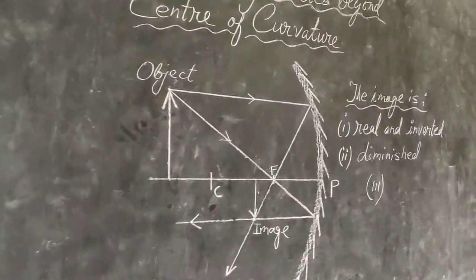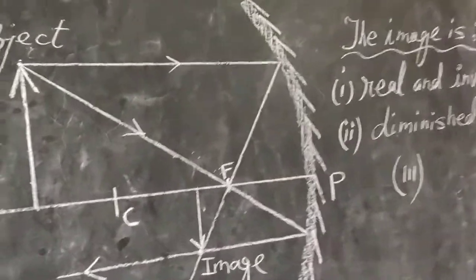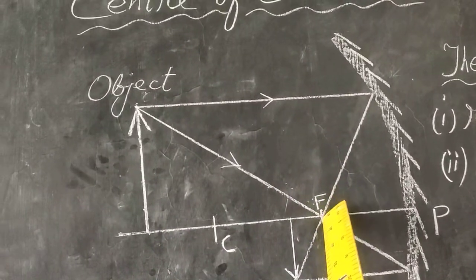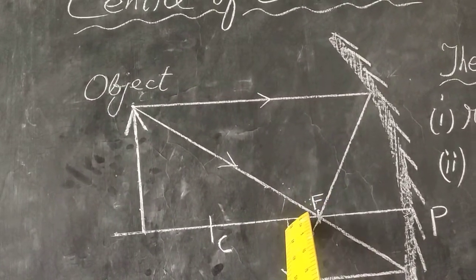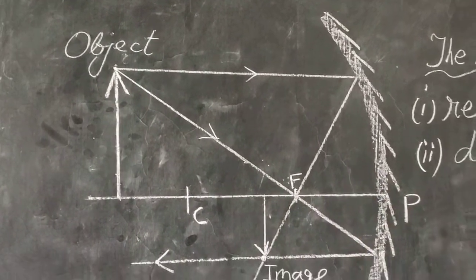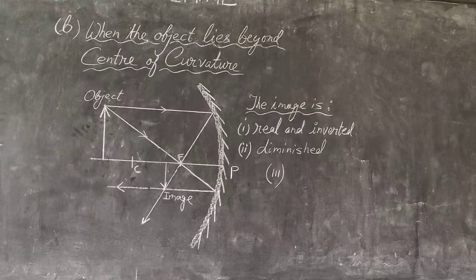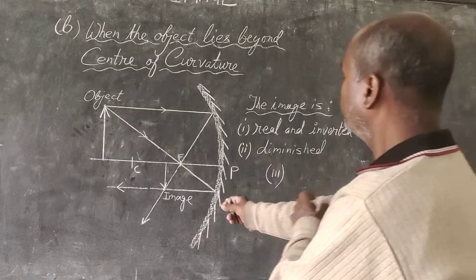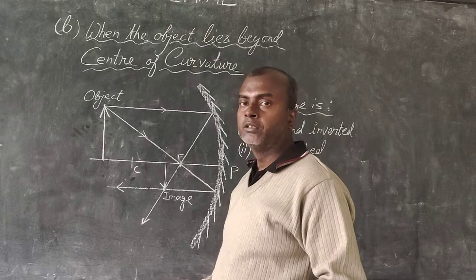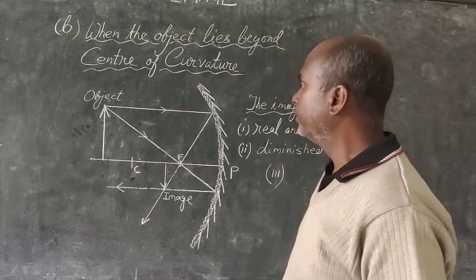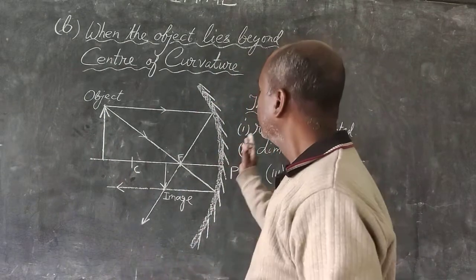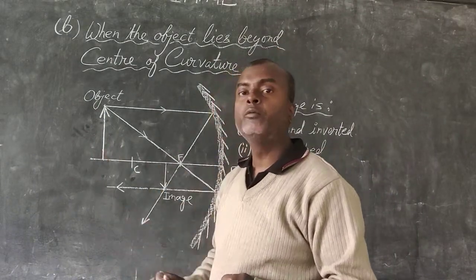Now, the image is formed. The image has now shifted. Okay, the position of the image has shifted now away from focus. Now it is between center of curvature and focus. So the position of the image is in between center of curvature and focus. So we realize one thing over here. As we bring the object closer to the mirror, the image is now shifting away.